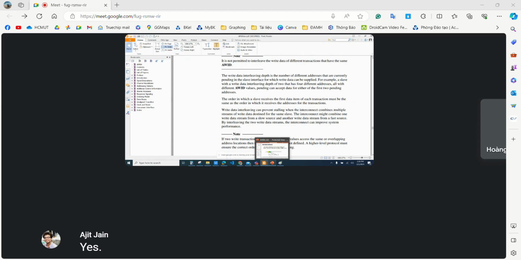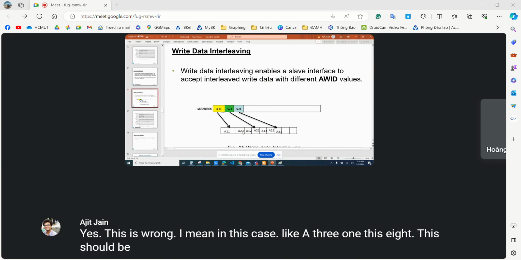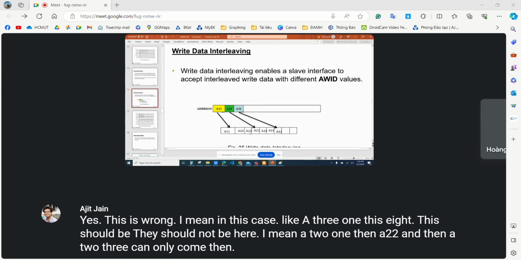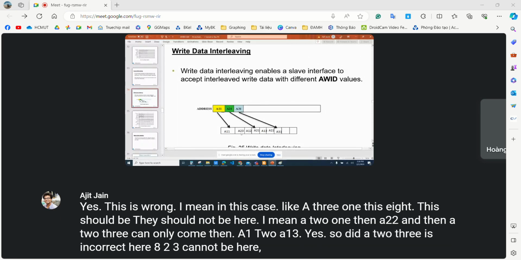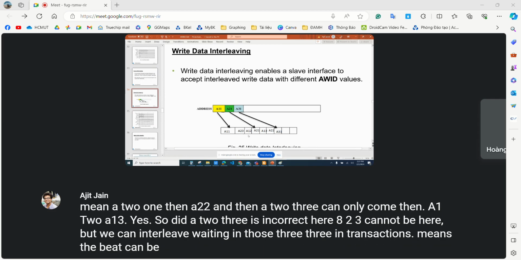Yes, this is wrong. A21, then A22, and then A23 can only come, then A12, A13. So this A23 is incorrect here. A23 cannot be here, but we can interleave between those three transactions. The beats can be interleaved, but that should be in order only.